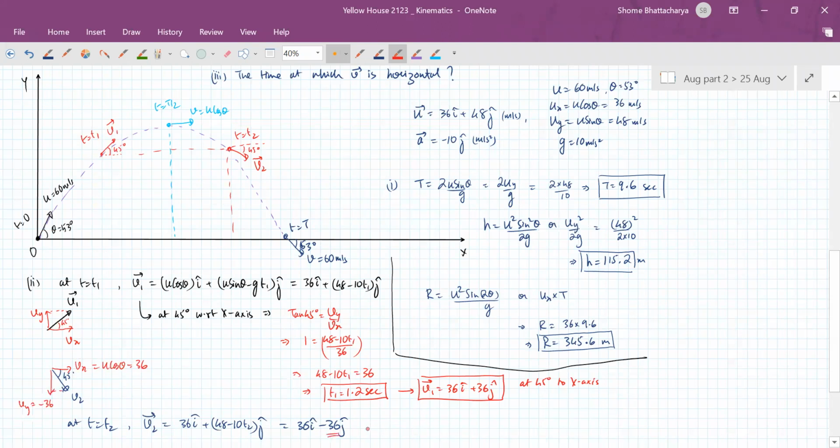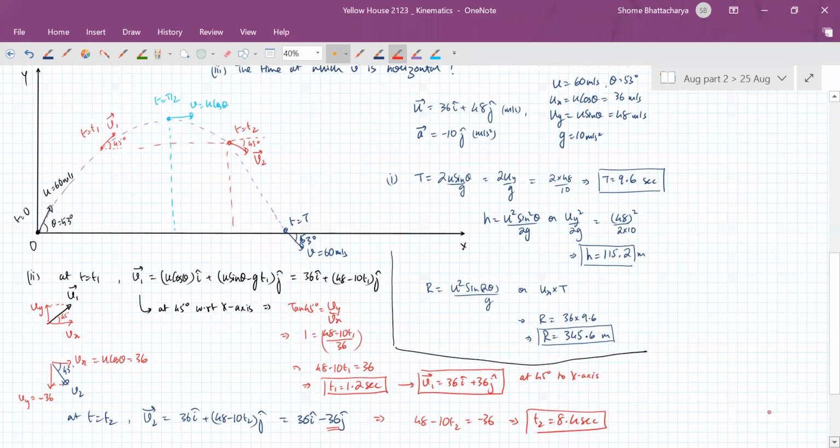Okay. So from this, we can see that 48 minus 10 T2 should be minus 36. So T2 will come out to be 8.4 seconds. So there are two instants when this is happening, that the velocity vector is making an angle of 45 degrees with the horizontal. Once when it's 45 degrees above the horizontal, that's T1, 1.2 seconds. And then again, once on the way down at 45 degrees below the horizontal, below the x-axis like this. And that's at T2 equal to 8.4.